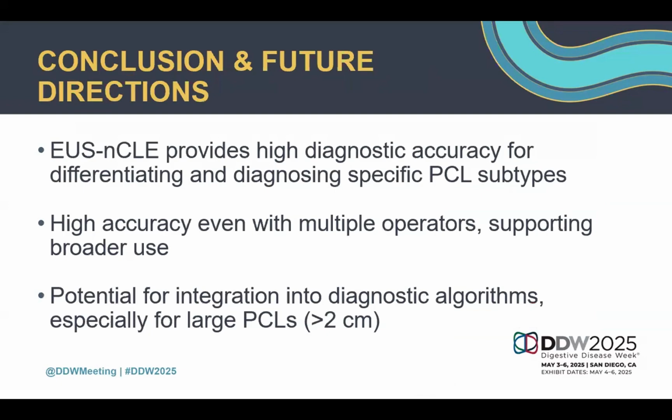In conclusion, this is the largest US-based multi-center clinical trial to date that illustrates the high diagnostic accuracy of EUS-nCLE for differentiating and diagnosing specific pancreatic cystic lesion subtypes. This high accuracy was consistent among multiple operators, supporting its broader use and its potential for integration into our diagnostic algorithms, especially for larger cysts more than 2 centimeters.